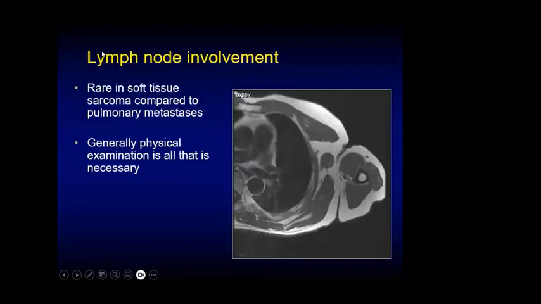We don't have lymph node staging in soft tissue sarcoma. So this is the reason why I'm showing you this one. Lymphadenopathy is not part of soft tissue sarcoma staging, because when sarcoma metastasizes, the metastasis is hematogenous, not lymphatic. So we don't really do lymphatic staging.